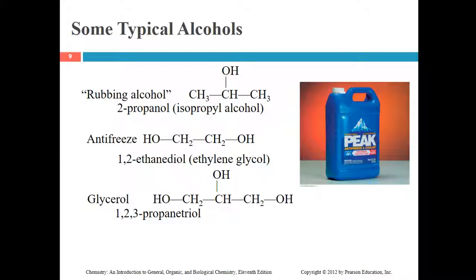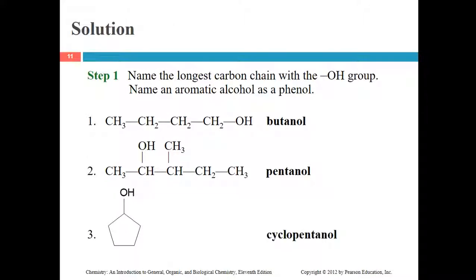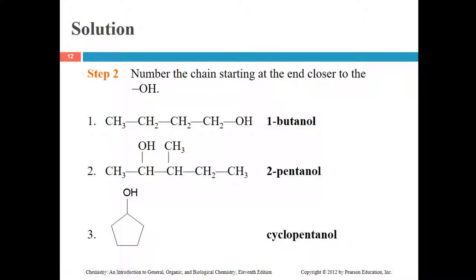1,2,3-propanetriol is the new IUPAC name, not that you need to know that. So let's see if you can name the following compounds. The first thing you do is find the longest chain on each of these. After you do that, you figure out which end to start numbering the alcohol from. On this end, it's a 1. It's on the first carbon, so 1-butanol.